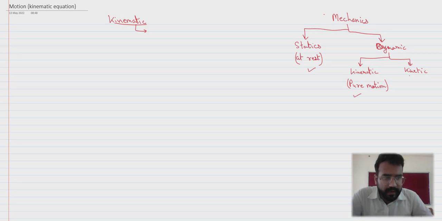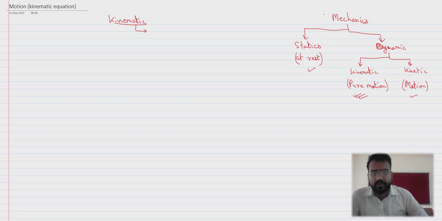And if we talk about kinetics, we talk about motion involved with the cause behind the motion. So kinetics involves the cause behind the motion, kinematics does not involve the cause behind the motion. Okay, so pure motion it is. So we are talking about kinematic equations now. We have all understood what the word kinematics actually means.